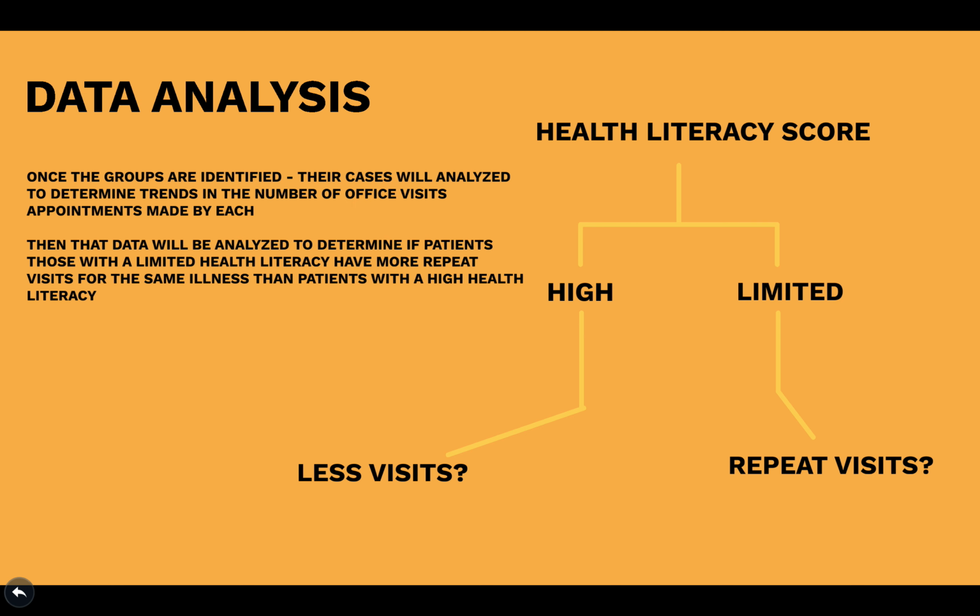Now, once the data is gathered and once the groups are identified, their cases will be analyzed to determine trends in the number of office visits and appointments made by each. Then that data will be analyzed to determine if patients with a limited health literacy have more repeat visits for the same illness than patients with a high health literacy.